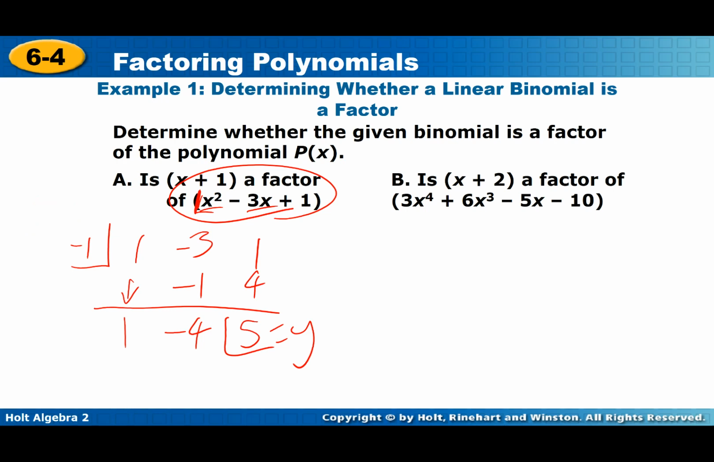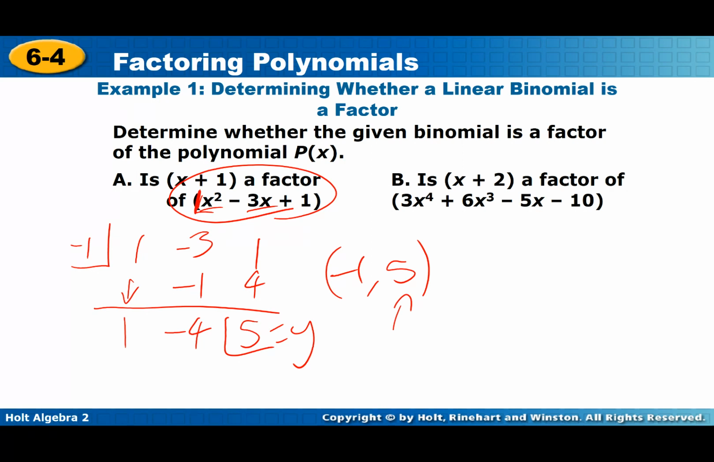But to answer this question, is it a factor? It is a factor if the remainder is 0. This one's not 0, it's 5. If the remainder is 0, that means the y value is 0, which means it's on the x-axis.